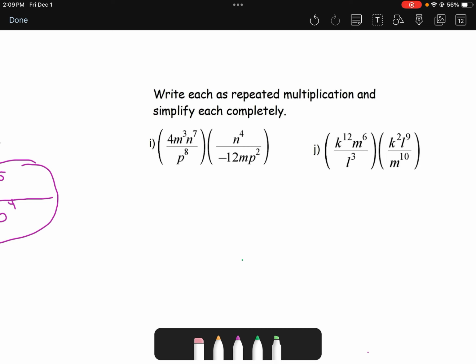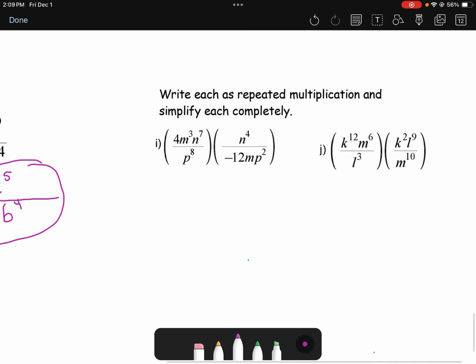So let's look at this one. So a little bit more complicated. Now here you can look at it a couple different ways. I always check in the parentheses first if anything can be simplified. In this case, it cannot. So again, parentheses mean multiplication, so we're just going to drop the parentheses and put everything together. So I have 4m cubed, n to the 7th, n to the 4th, and then we're going to bring the negative 12 out, p to the 8th times m times p squared.